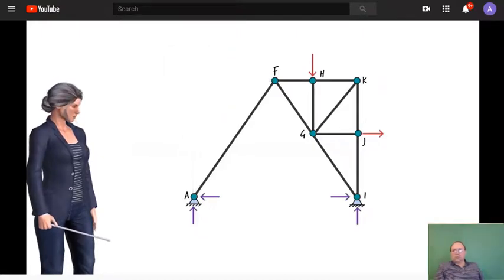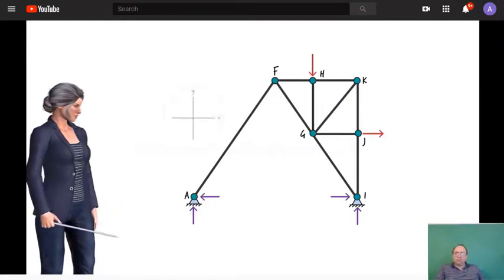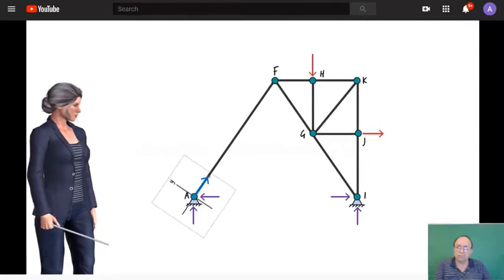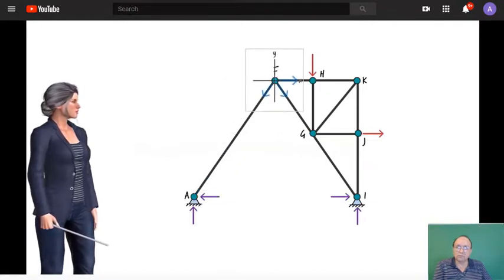Now let's examine the remaining joints. At joint A, there are two reaction forces and one member force. Regardless of the orientation of the coordinate system, these result in two forces along the x-axis and two forces along the y-axis, so neither force can be said to be zero. At joint F, the three existing forces yield two x components and two y components. Therefore, neither force can be said to be zero.